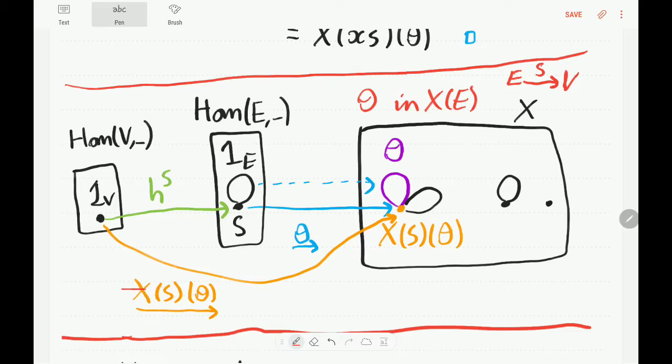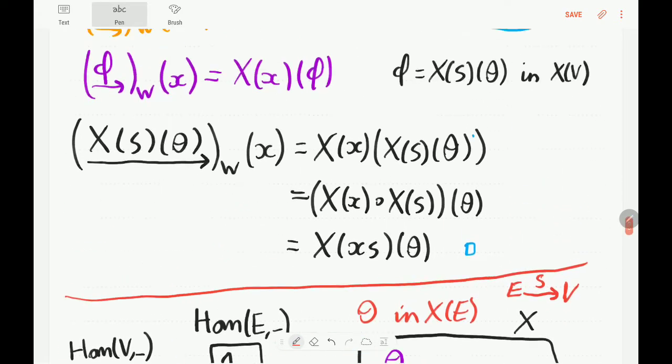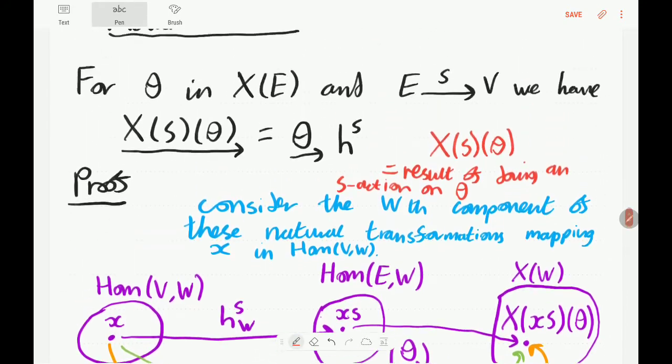And it turns out that that composition is equal to X of S of theta underlined. In other words, the composition of this blue arrow and this green arrow is this arrow which is representing this vertex, which is the vertex that theta is a loop of. Okay, so this is the idea.